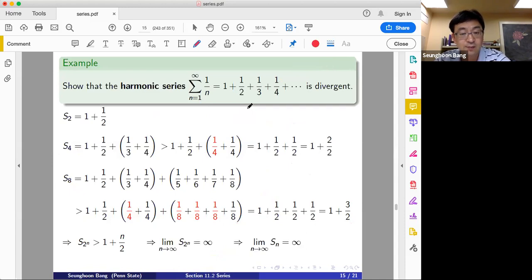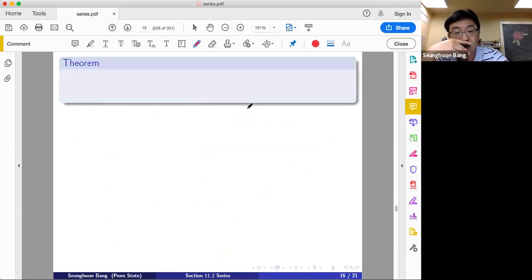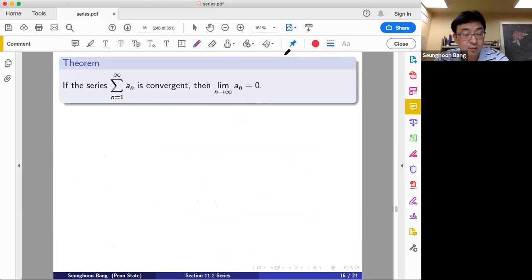So like this, the harmonic series is divergent. Now the next one, a weird theorem. Theorem 1: if the series is convergent, then the limit of an is going to 0. If the series is convergent, the limit of an is always going to what? 0. Always going to 0.